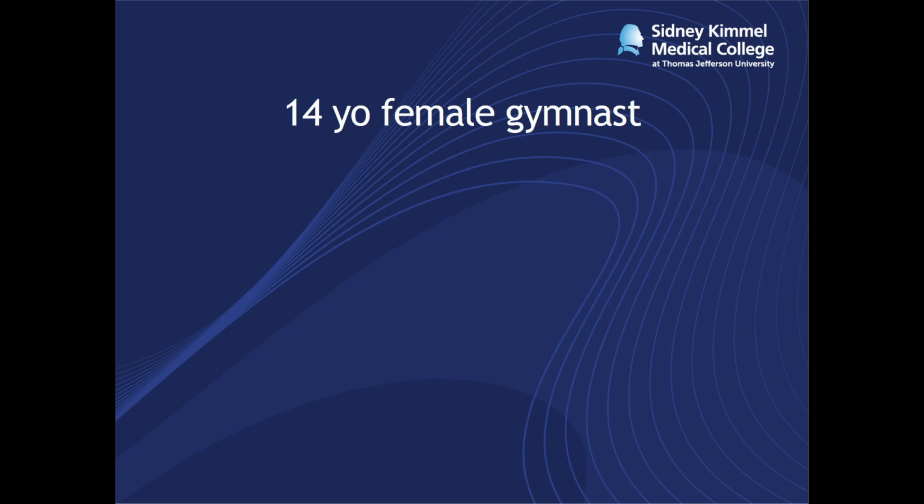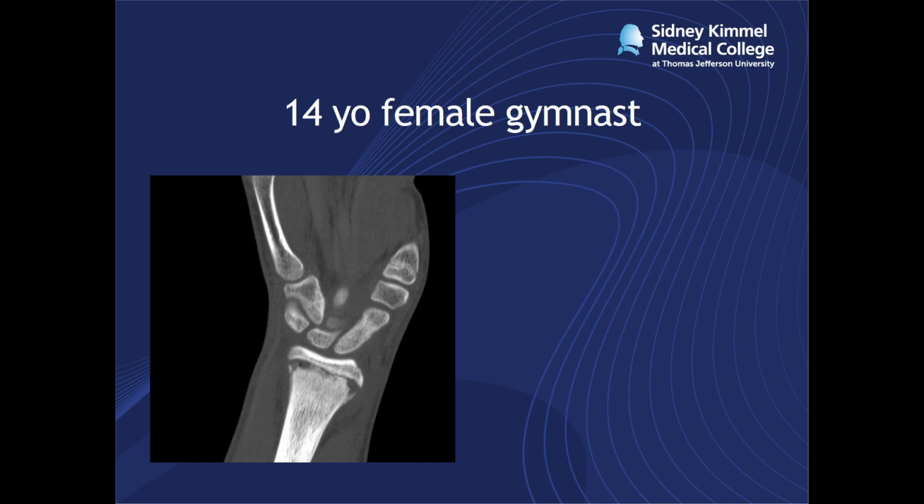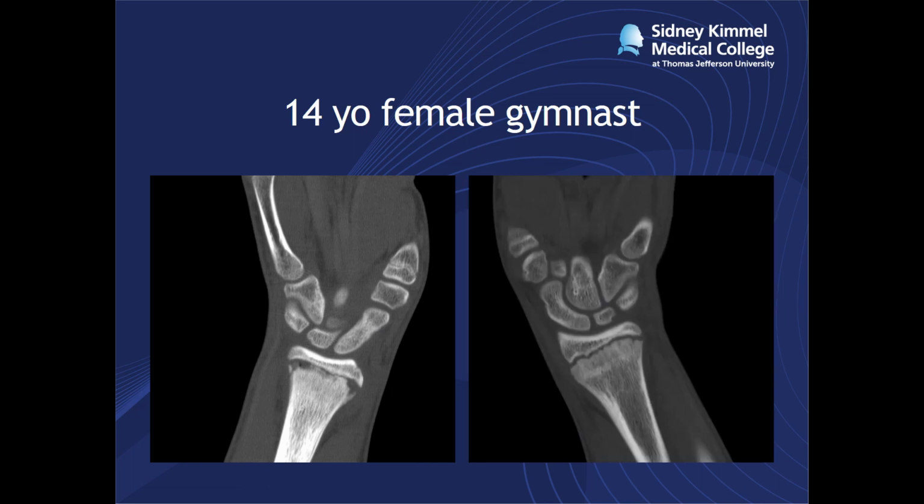So here we have a 14-year-old female gymnast, and so we're moving basically from one stress injury to a different one. And here we have coronal CT imaging of both wrists, and we can see some physeal irregularities, some widening, and some surrounding sclerosis. This is gymnast wrist. It's similar to Little League shoulder in that it's a Salter-Harris 1 injury of the distal radial physis due to repetitive overloading.